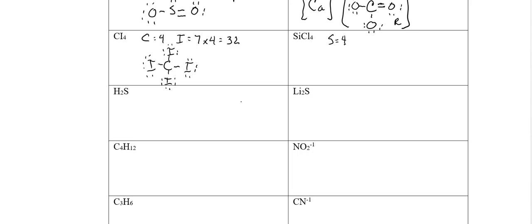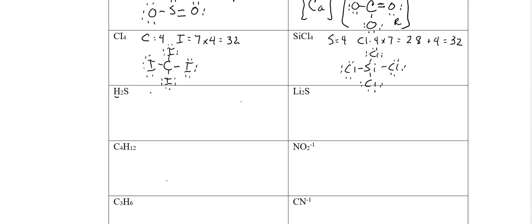Silicon, 4. Chlorine, 4 times 7. This one's very similar. Virtually the same thing. This time the silicon, who can also bond 4 times. 32.